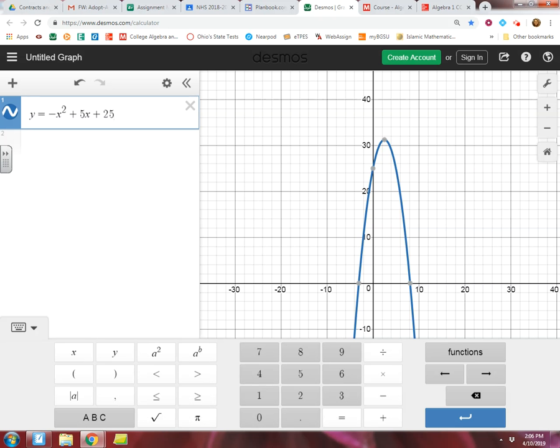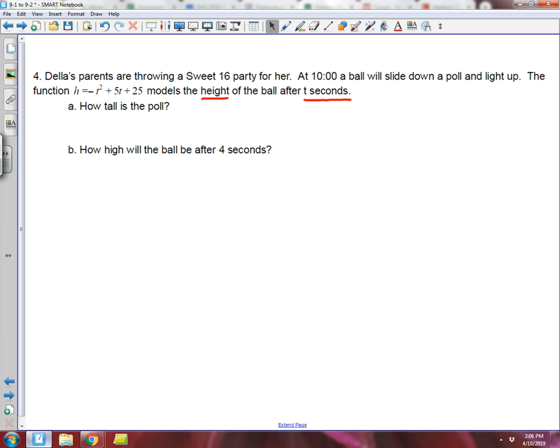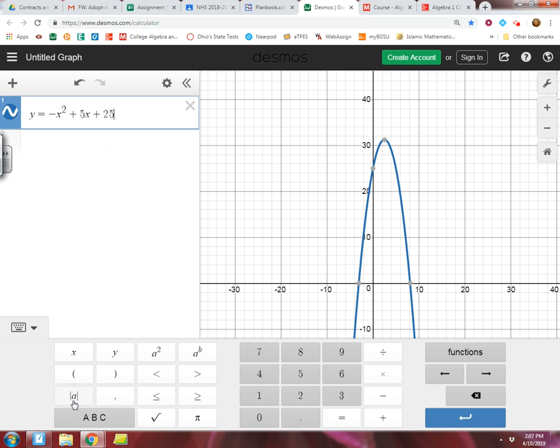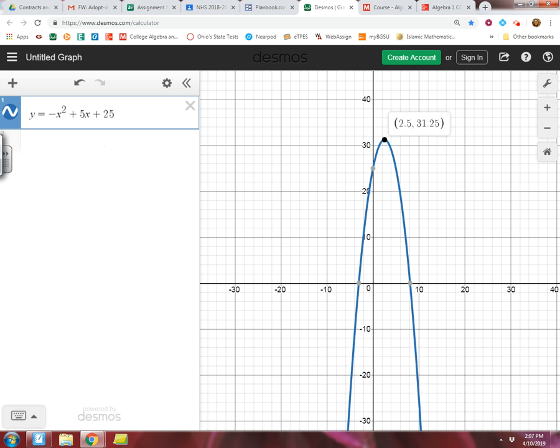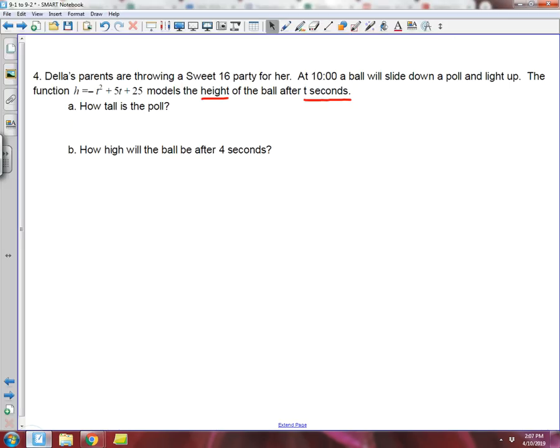See if you have it typed in right. Is it negative x squared plus 5x plus 25? Yep. I think that's what the equation in the problem says. Okay, good. Let's answer a couple questions. How tall is the pole? 31.3. It starts at the top of the pole, doesn't it? Okay, and we're just going to call it feet since I didn't give you a unit there. 31.3 feet.